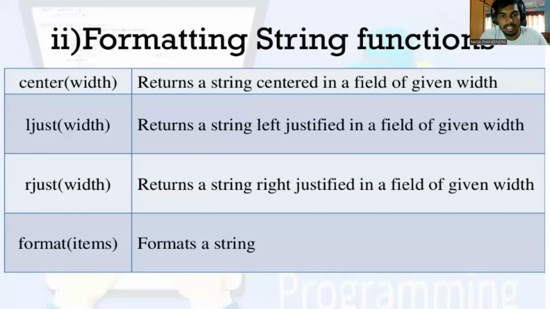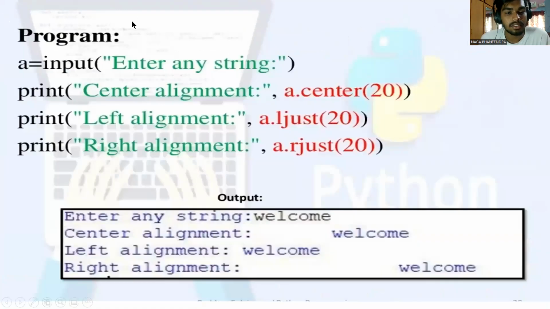And if you use ljust, it returns the string left-justified in a field of the given width. The left side is justified, and the right side will be filled with spaces. And if you use rjust, the right side will be justified and the left side will be the spaces. And formatting a string: it will format a string if you want to give an empty string, and if you want to check the string values and format the string with the characters we want only, we use the format function.